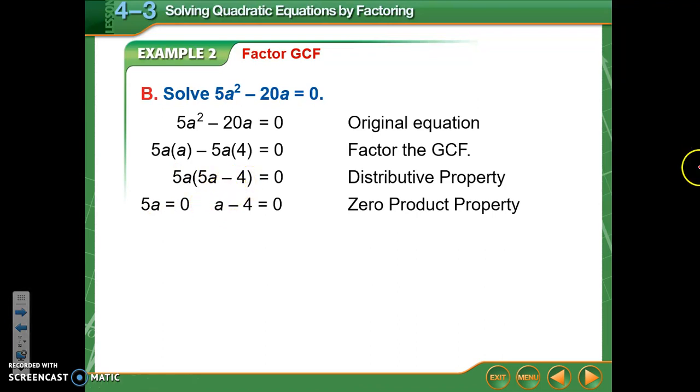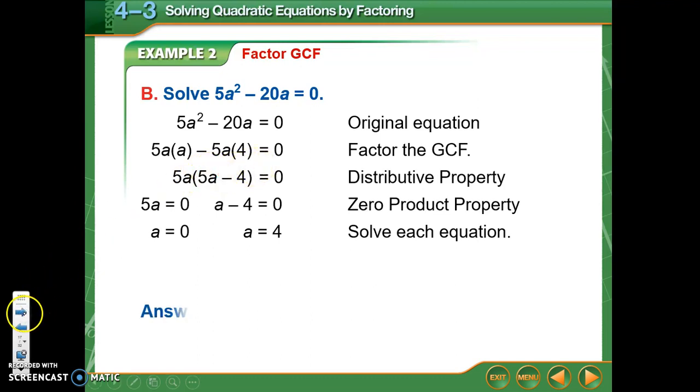I think they forgot. They have a typo here. That shouldn't be a 5, right? Okay, sorry, when the PowerPoint has typos. So I end up with a equals 0 or a equals 4, because this 5 should not be there. It's actually 5a times a minus 4. So I get 2 x-intercepts, zeros, roots, which are 0 and 4. So if I was to graph my parabola, I know I would have an x-intercept here at 0, and I would have an x-intercept here at 4.